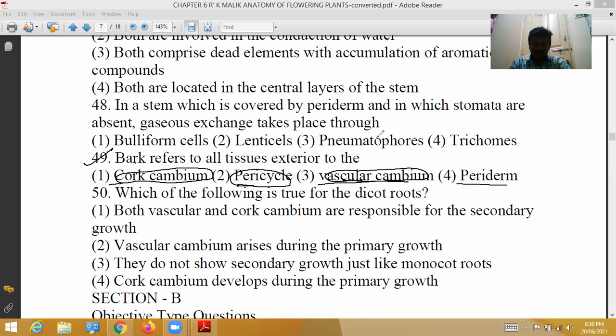So that is related to the third option. The third option is correct. Okay, that's all.